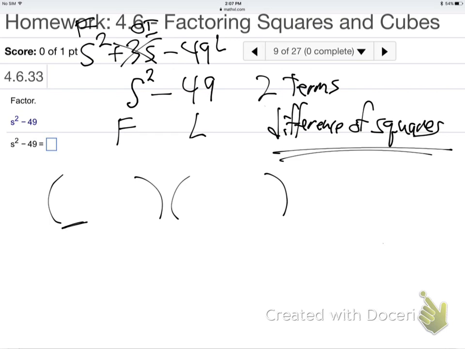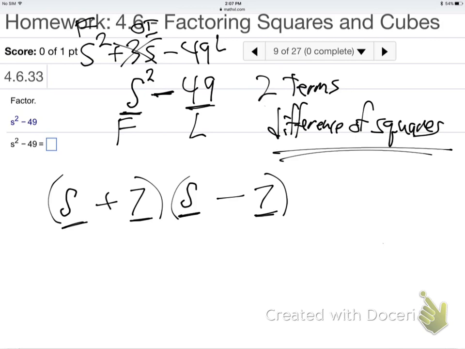So front times front to make S squared. What times what makes S squared? Well, S and S. And last times last to make 49: 7, 7. Now, how can you make negative 49? Plus and minus. You need one positive and one negative. And notice that also makes what number in the middle? Because the middle comes from adding. Plus 7 minus 7? 0. That's why the middle's missing.